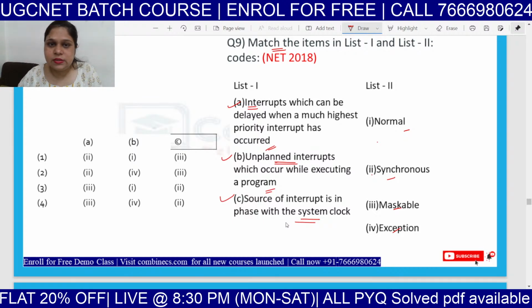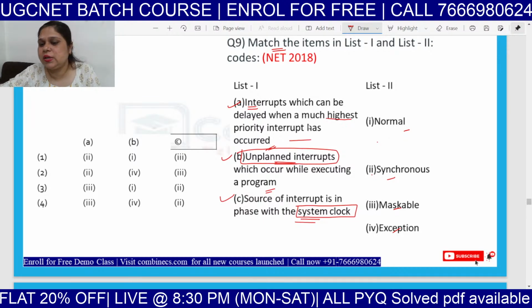So what is the correct answer? Option 8 का 3. So this is the keyword, system clock, unplanned interrupt. So these are the keywords और यहाँ पे highest priority का interrupt आ रहा है. So what is the correct answer? Try to guess.